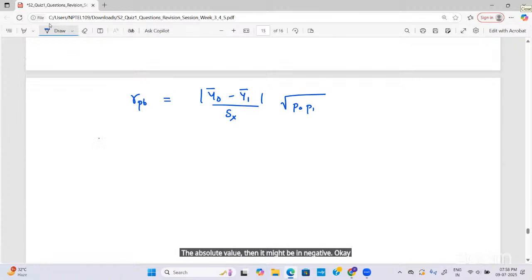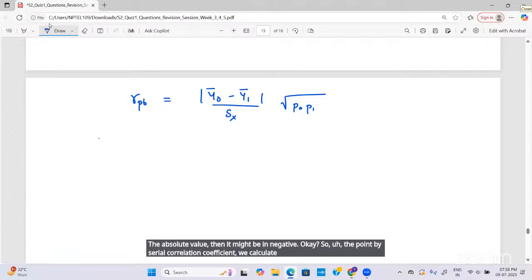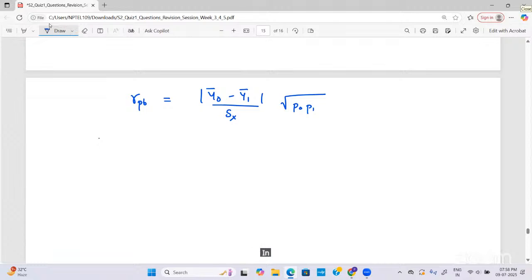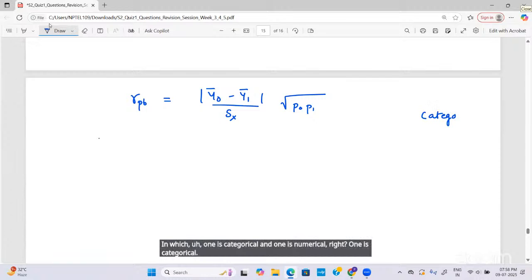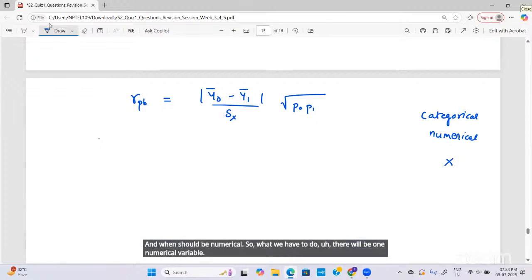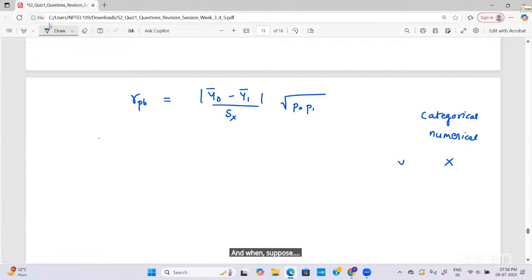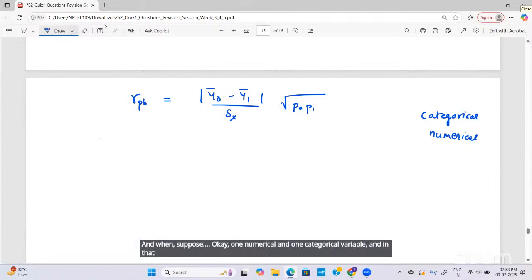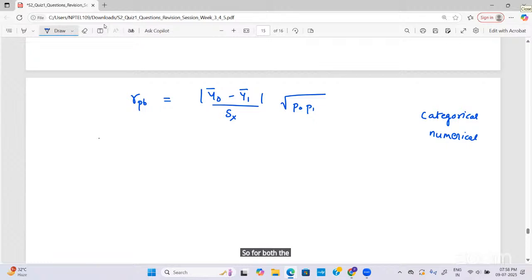Okay. So the point biserial correlation coefficient we calculate between two variables in which one is categorical and one is numerical, right? One numerical and one categorical variable. And in that categorical variable, there will be two categories. For both the categories, you will have some numerical values.